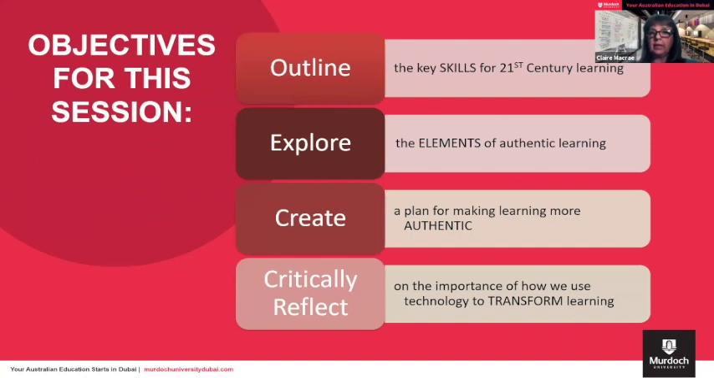What we're looking at today is the key skills for 21st century learning. We will explore the elements of authentic learning. There is an authentic learning model by Harrington, Reeves, and Oliver that we use as the basis for one of our courses at Murdoch, and we'll explore those together. You're going to create a plan for making learning more authentic, so you'll have a hands-on session as well. This is not all just me talking. And finally, we'll critically reflect on how important it is to use technology to transform learning. Everything will move towards that ultimate idea.